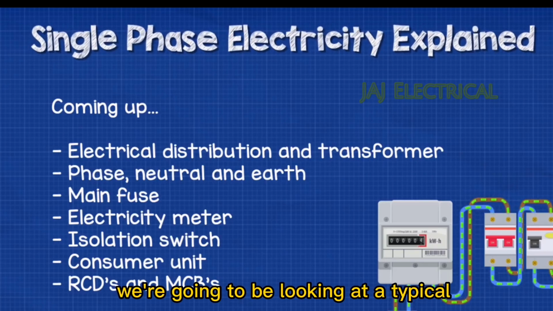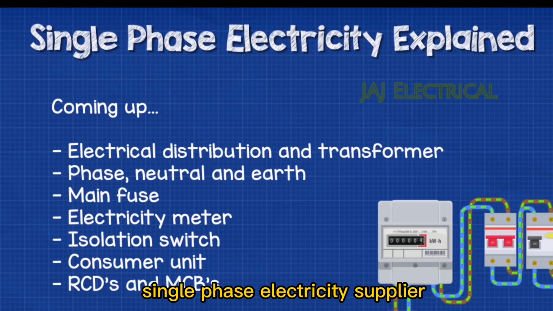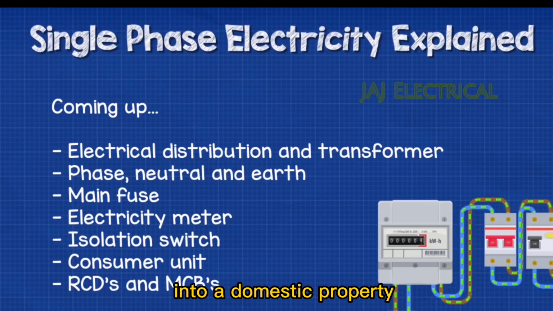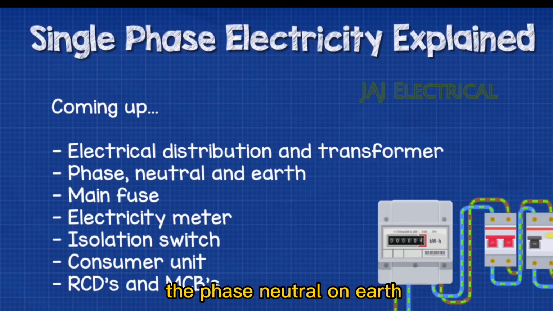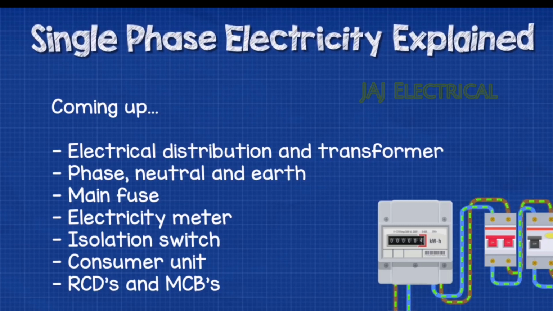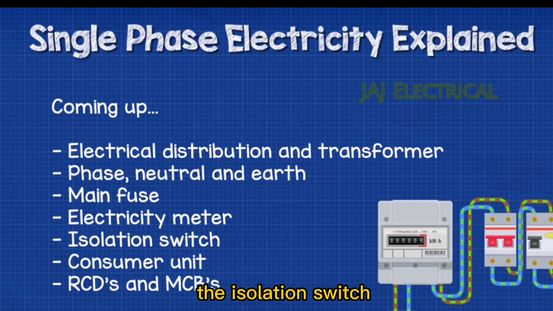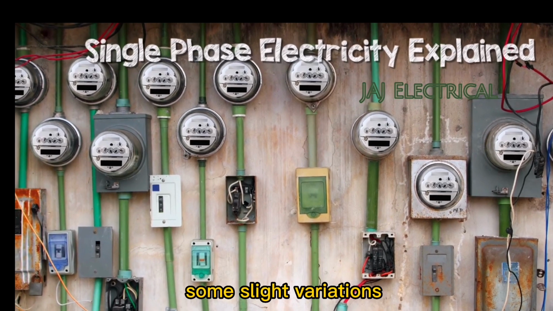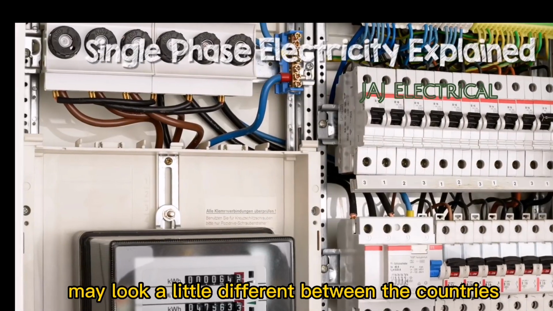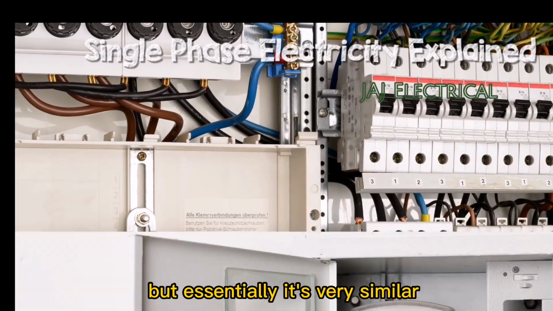In this video, we're going to be looking at a typical single-phase electricity supply into a domestic property. We're going to look at the distribution cables and transformer, the phase, neutral and earth, the main fuse, the electricity meter, the isolation switch, the consumer unit, as well as the RCDs and MCBs. There are some slight variations, and these components may look a little different between the countries, but essentially it's very similar.